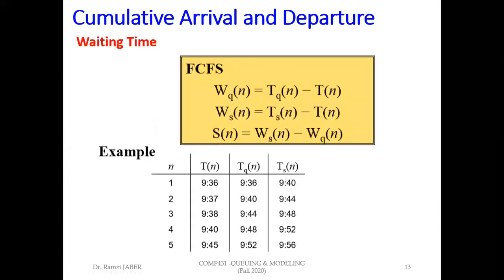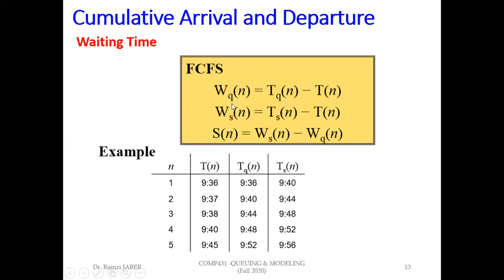So, the waiting time, first come, first serve. In general, any queuing system will be first come, first serve. So Wq equals Tq minus Tn, like here. Customer one arrives at 36 and exits the queue at 36, so waiting time in the queue will be 0. Customer 2, 40 minus 37, 3 minutes. 44 minus 38, 6 minutes. 8 minutes, 7 minutes, okay?